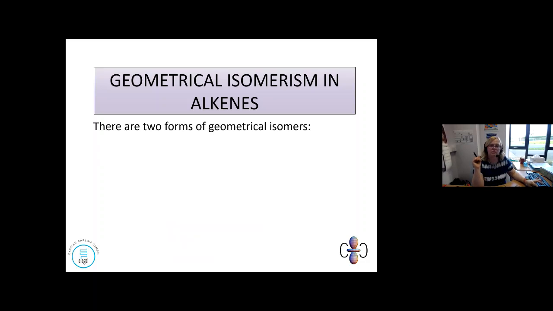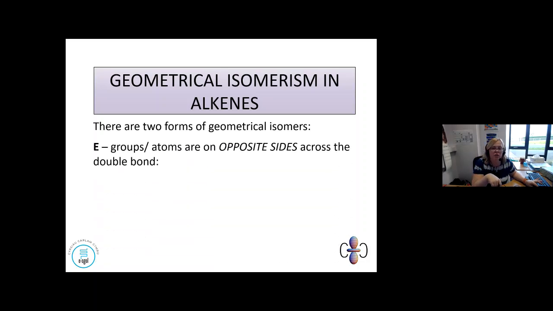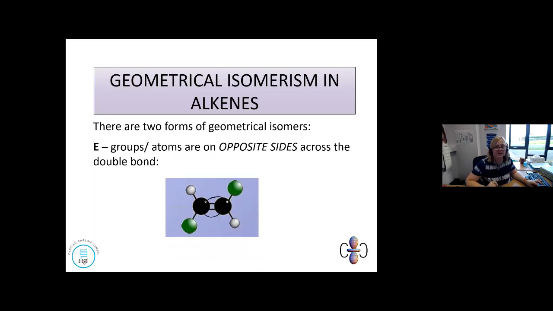Okay. The second one has them on opposite sides. So if I show you the equivalent but as an E isomer, again, we've got this limited rotation centrally, so you can't rotate it around that double bond. Okay.